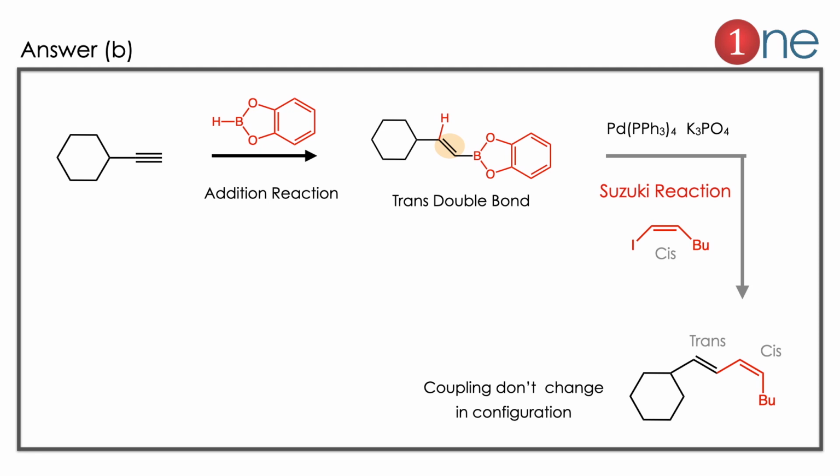So the next step is Suzuki coupling. The coupling reaction never changes the stereochemistry as well as the configuration. So coupling is just joining. So the product is combined with the cis form, which is the same as the starting material. So the end product is the same, which is trans, cis. So the answer is B.